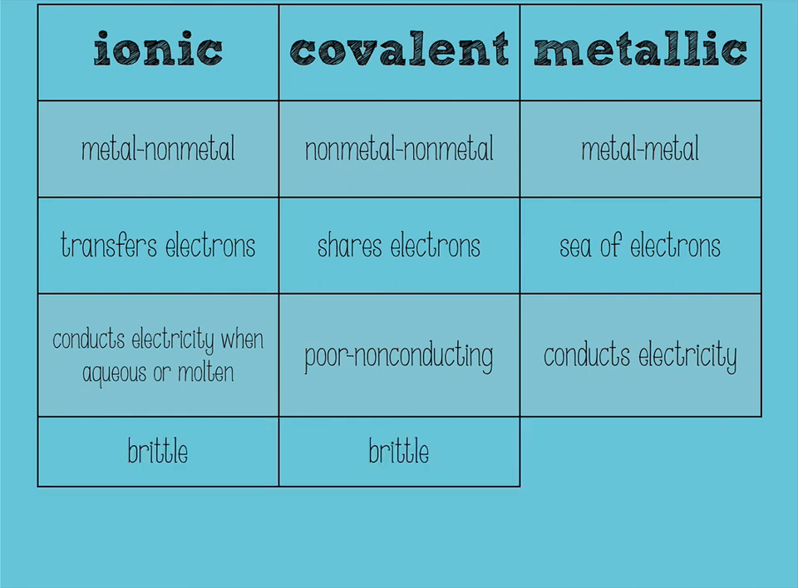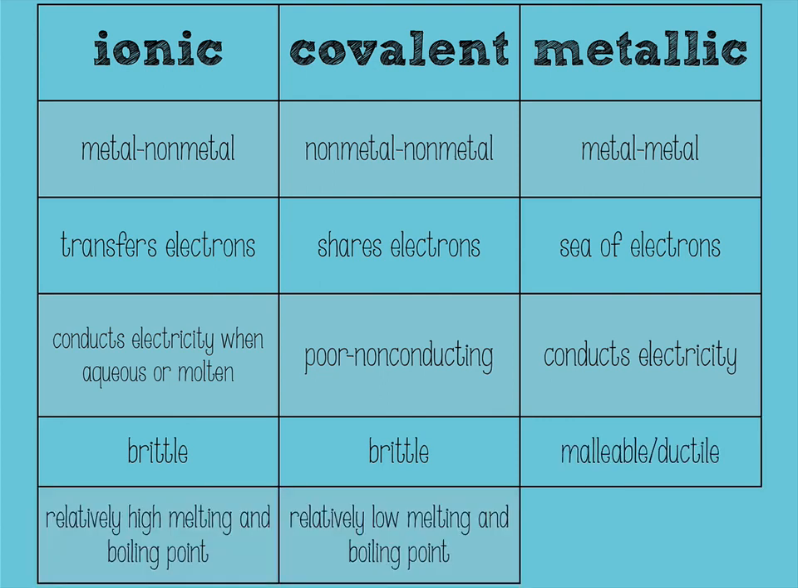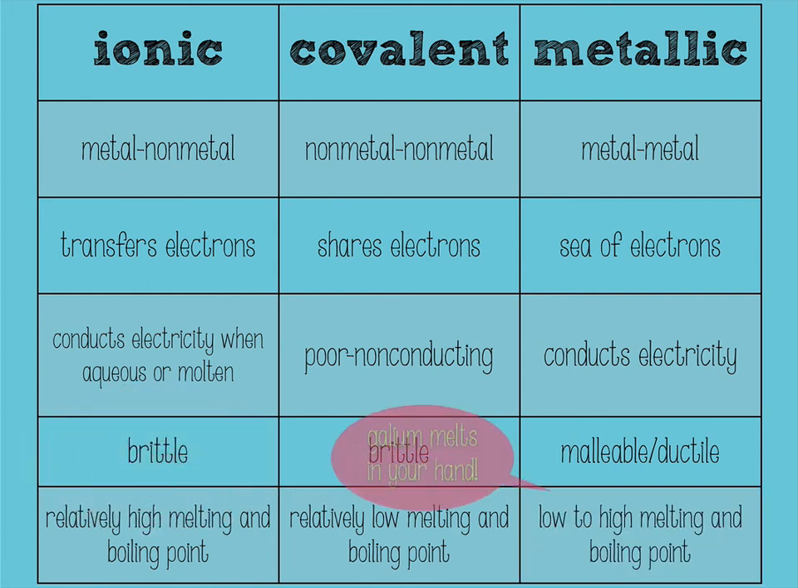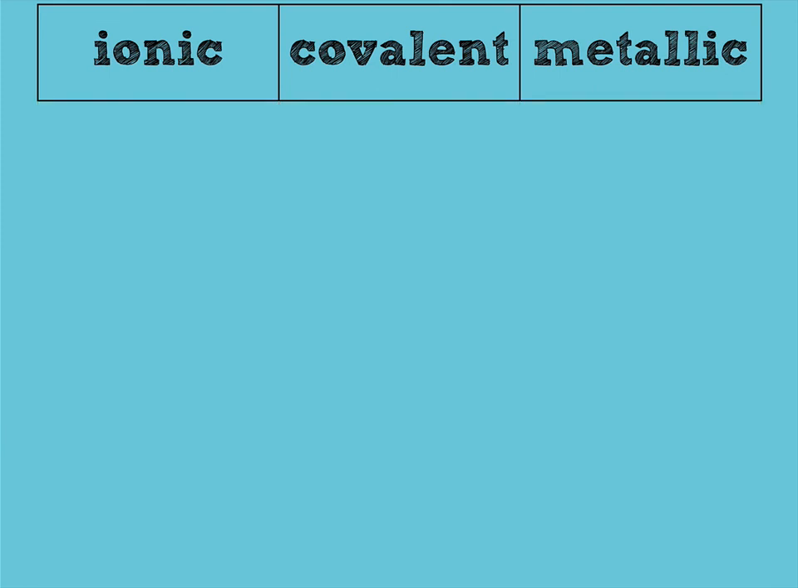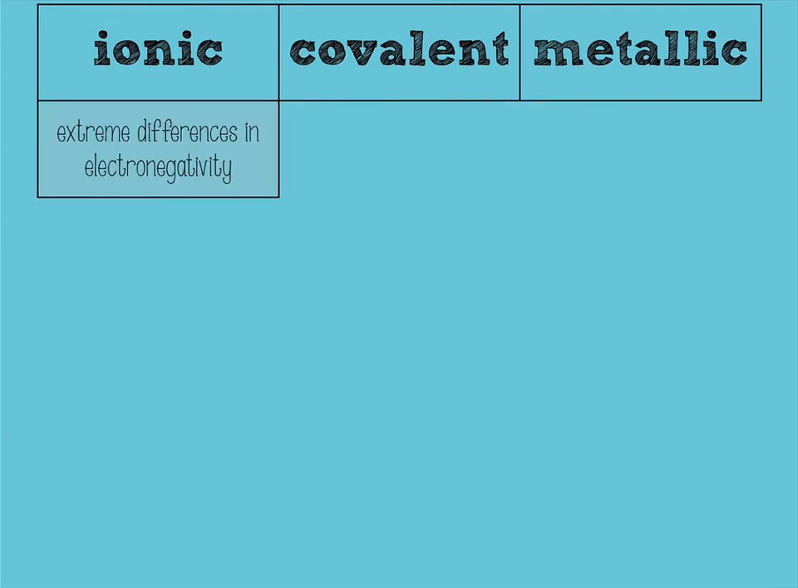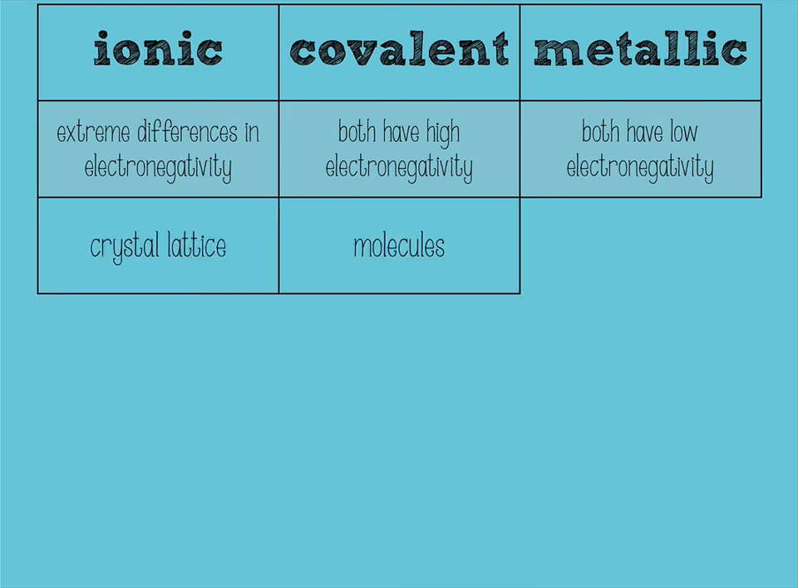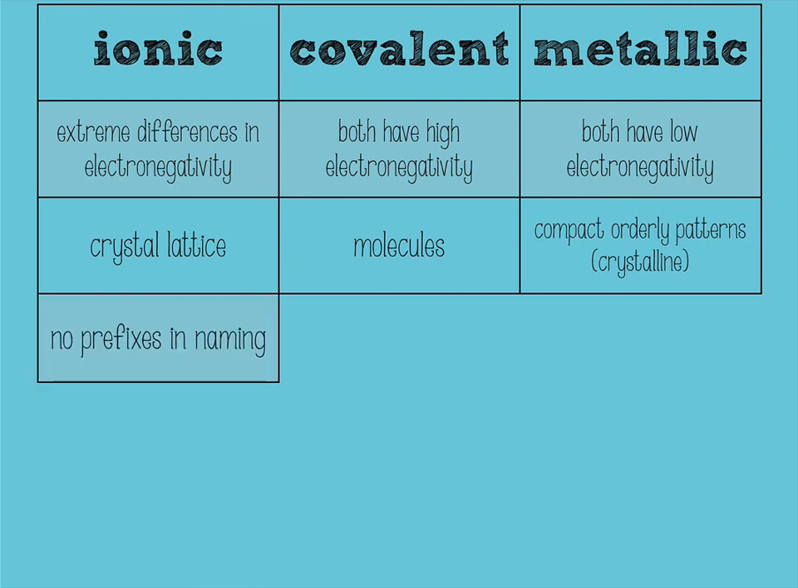Both ionic and covalent compounds are brittle, while metallic ones are malleable and ductile. Ionic compounds have relatively high melting and boiling points. Covalent compounds are relatively low, and metallic ranges from low to high. Ionic bonds occur between atoms with extreme differences in their electronegativity. Covalent bonds both have high electronegativity, with slight variations, and metallic bonds have low electronegativity. Ionic compounds exist as a crystal lattice. Covalent compounds are molecules, and metallic bonds form compact, orderly crystalline patterns.